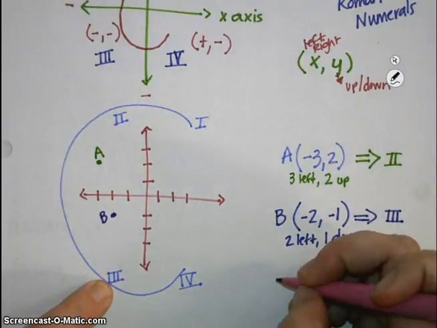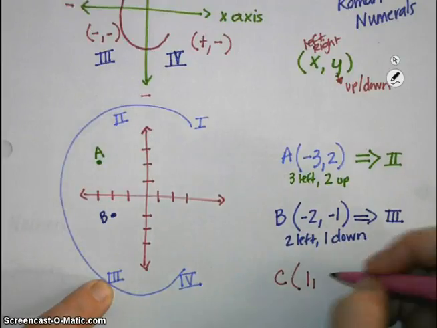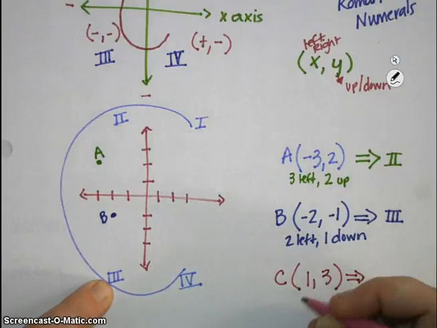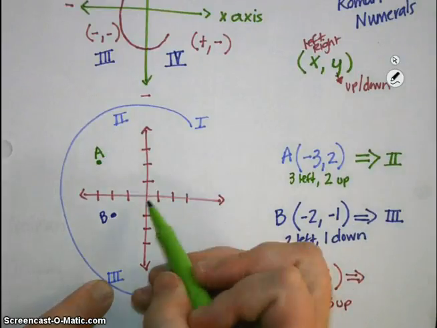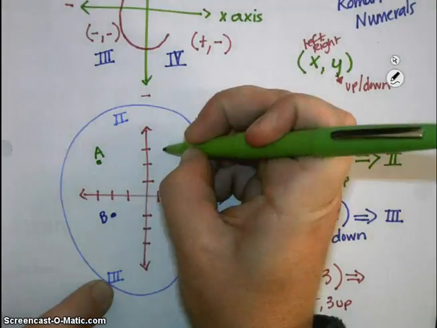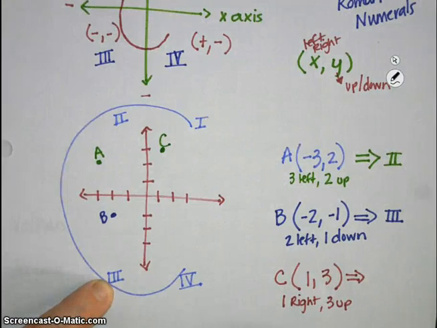Point C is going to be the point (1, 3). So that refers to 1 to the right because it's positive, and 3 up. So from the center of the origin, I go 1 to the right and 3 up. Plot my point and call it C. And this one is in quadrant 1.